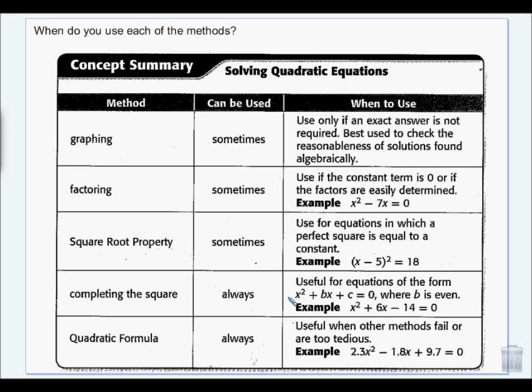However, completing the square is best when there's nothing in front of the x squared, because otherwise you have to divide by that and you get ugly fractions usually. Quadratic formula always works. And there's no limitation to it. Quadratic formula works when you've got fractions, when you've got decimals, when you've got funky numbers. It will always work.